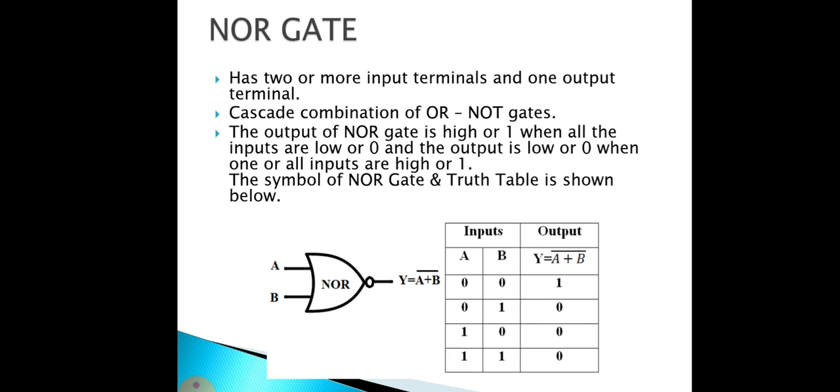Next gate is the NOR gate. This is another universal gate. The word NOR can be split as NOT dash OR, which means that a NOR operation can be implemented with the combination of an OR gate and a NOT gate. Means the NOR gate is equivalent to an OR gate followed by an inverter as shown in the figure.